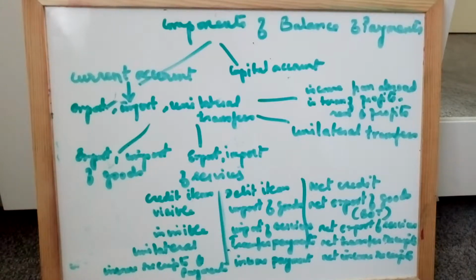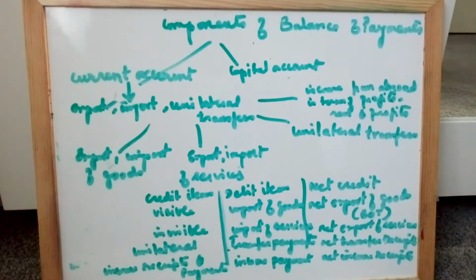Hello, in this video we'll see components of balance of payments. We have learnt about the economic transactions. All these economic transactions in balance of payment are grouped into two categories. One is current account, the other one is capital account.